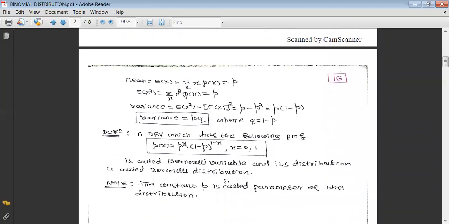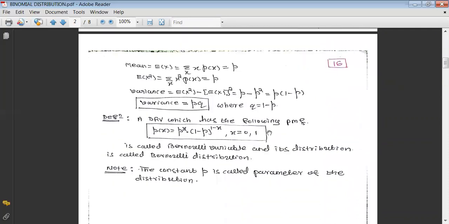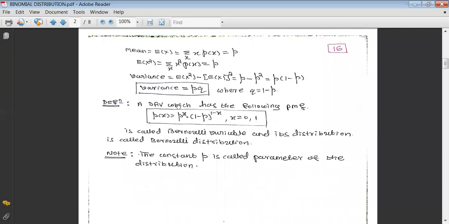And we should always get these values when we take x equal to 1 and 0: we should get p and 1 minus p. Therefore, when you take x equal to 1 in this function, what do we get? p raised to 1 is p. And if you take x equal to 0, it becomes 1 minus p, we say.